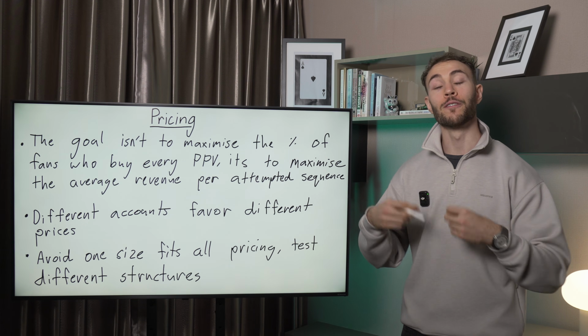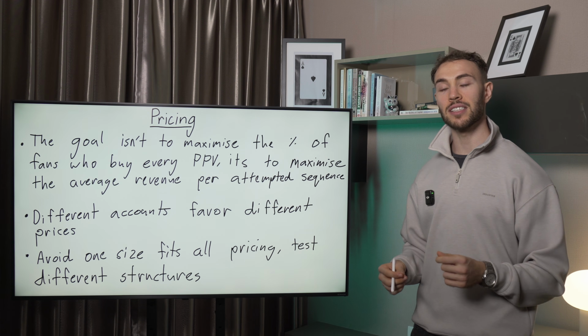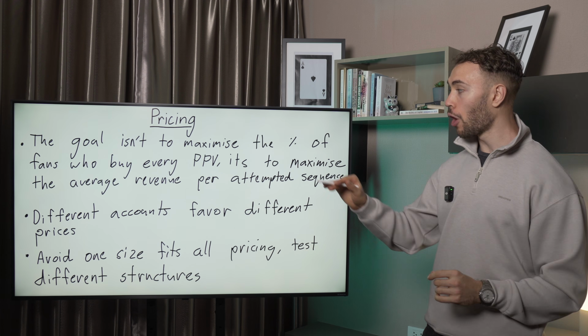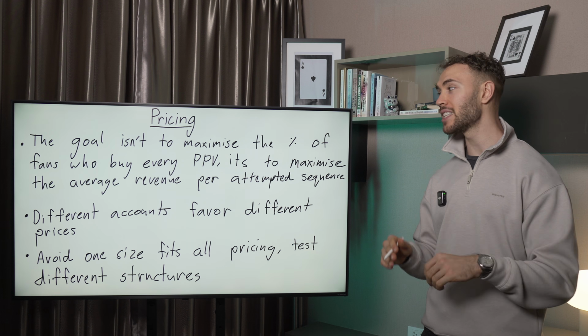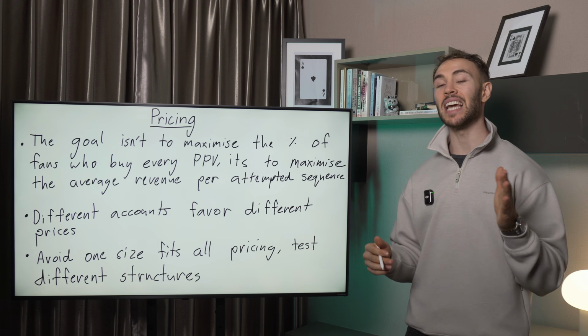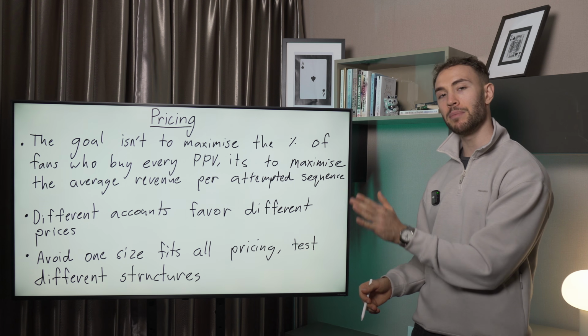You've got the content, you've created your script, now you need to decide on the pricing structure for your sequence. And remember this, the goal is not to maximize the percentage of fans who buy every pay-per-view, it is to maximize the average revenue per attempted sequence.